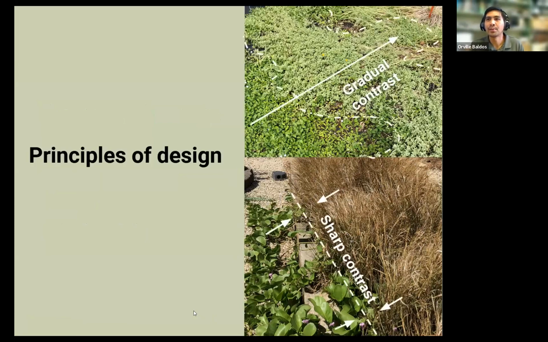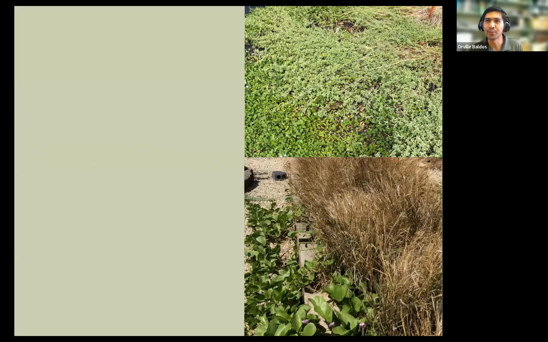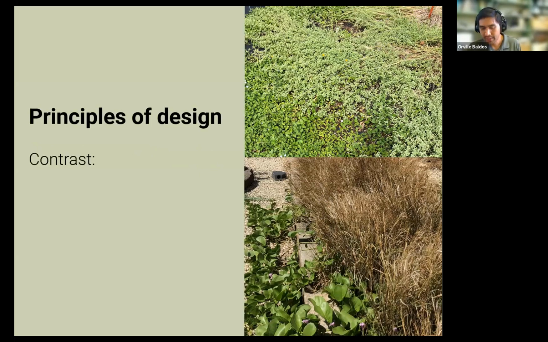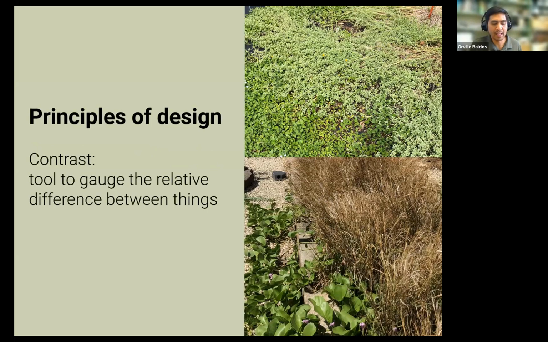Okay, now let's go to the principles of design. We talked about form, line, texture, and color. We'll talk about how we can use all of these elements to make a nice design. And these are the rules for the principles. So the first principle of design is contrast. Contrast is basically a tool to gauge the relative difference between things.